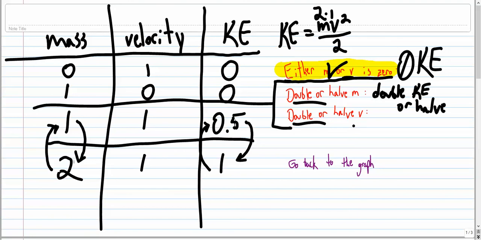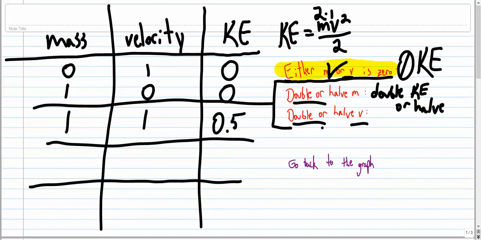Now let's mess with the velocity. I'll get rid of this stuff so it wouldn't distract me. So now I'm going to double my velocity. I'm going to leave my mass at 1, and then I'm going to take my velocity of 1, and instead of having that, I'm going to put in a 2. So up in my equation here, I've got a mass of 1 and a velocity of 2. So I've got 1 times 2 squared. 2 squared is 4, times 1 is 4, divided by 2 is 2.